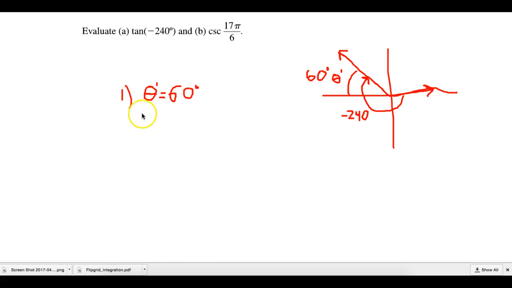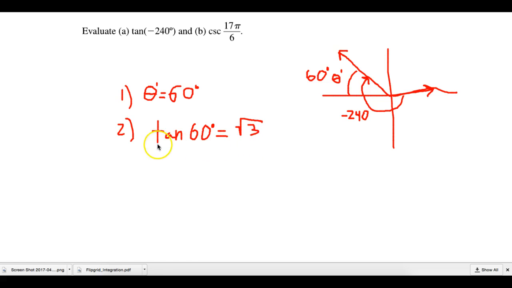The next step is to evaluate the trig function of it. So here we're taking the tangent of 60 degrees. So we're changing our problem around a little bit. Instead of finding the tangent of negative 240, we're now taking the tangent of 60 degrees. Now in this one, we know that the tangent of 60 degrees, we know that from our work with finding those special angles, we know that the tangent is square root of 3.